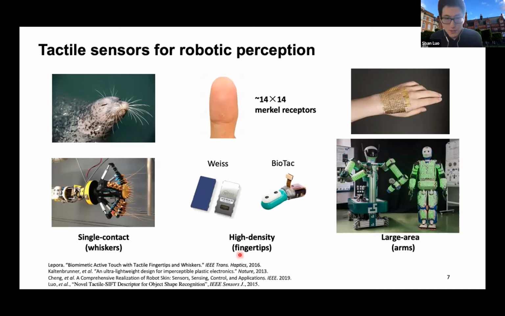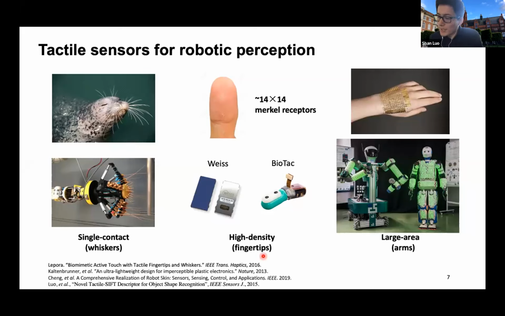For the first one, you can see it is like biomimetic whiskers. In nature, we have these whiskers for these animals. Also, we can have single contact for robots as well. By using vibrations, we can detect the single contacts.